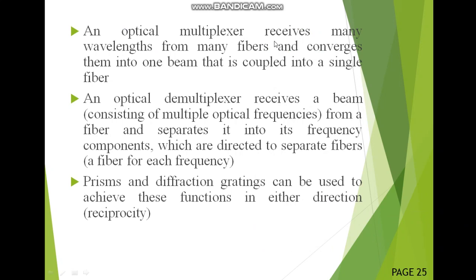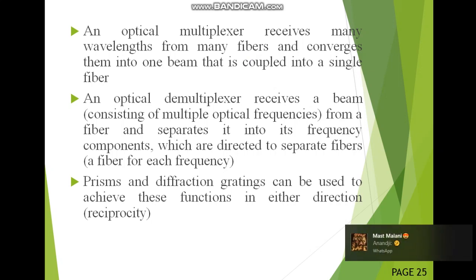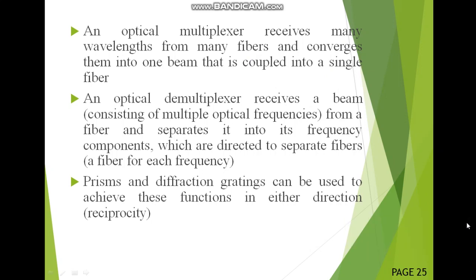So an optical multiplexer receives many wavelengths from many fibers. We all know what multiplexers are. Many wavelengths at the input are converted into a single output. An optical demultiplexer receives a beam from a fiber and separates it into its frequency components, which are directed to separate fibers. So here the methods used are prism and diffraction gratings. This we will discuss in the next slide.